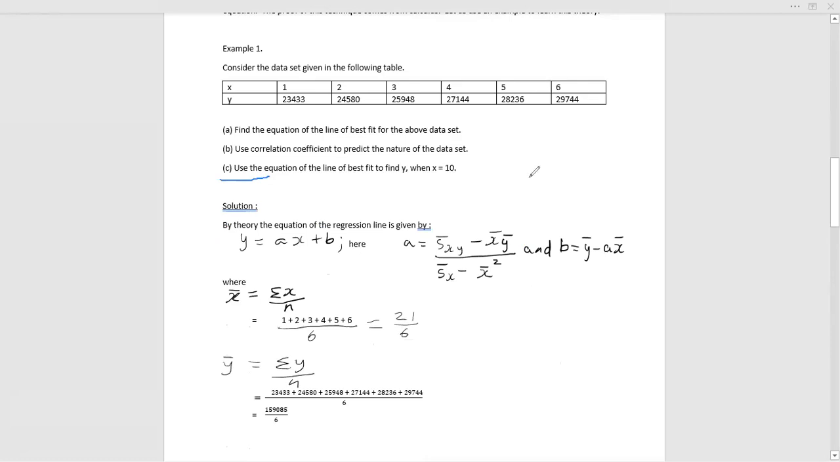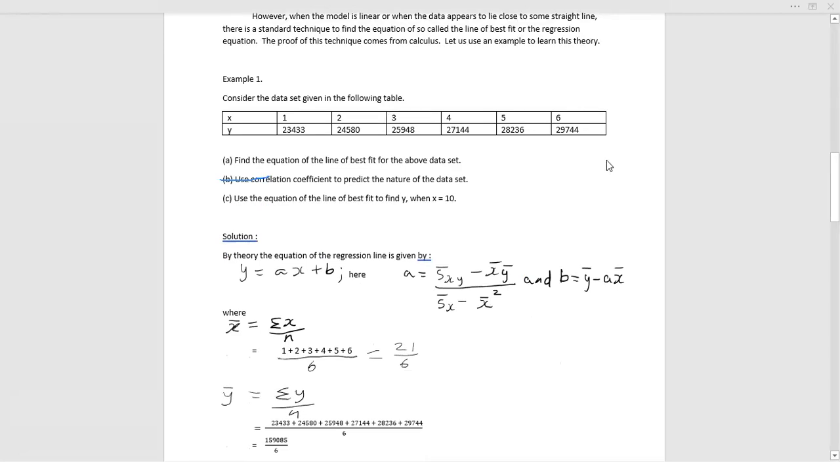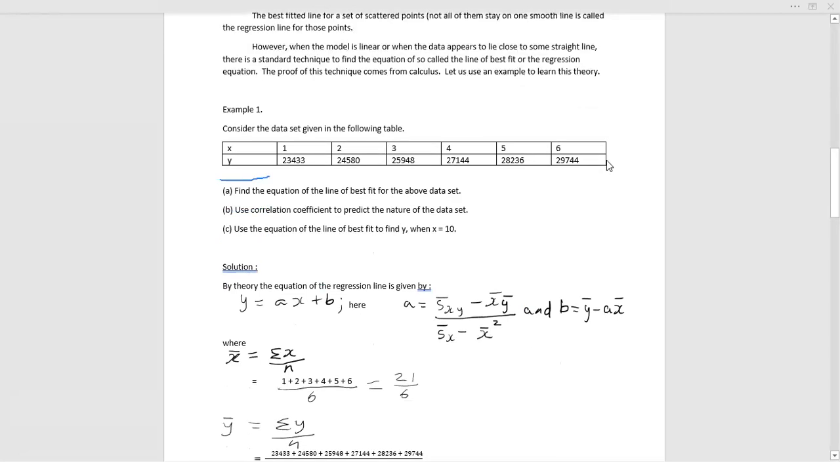Okay, I told you I'm gonna use this example to illustrate how to find the equation of the trend line, or the best fitted line. The example is this. We have a set of x coordinates on the top line here, and corresponding y coordinates in the second line.